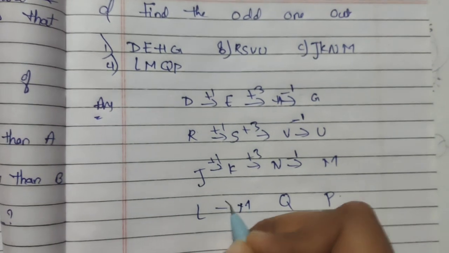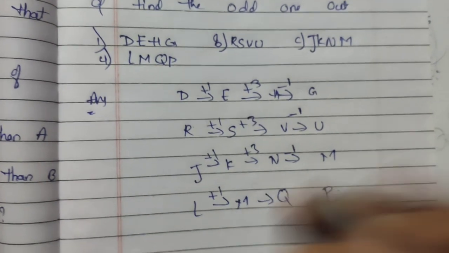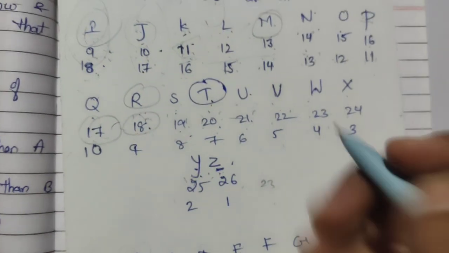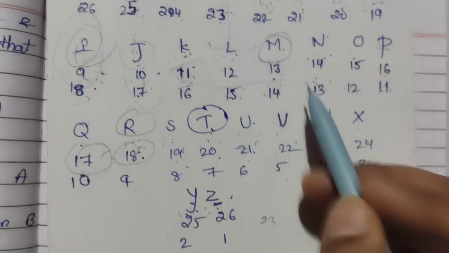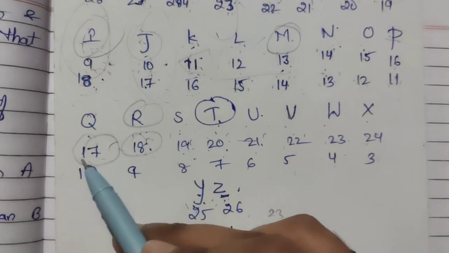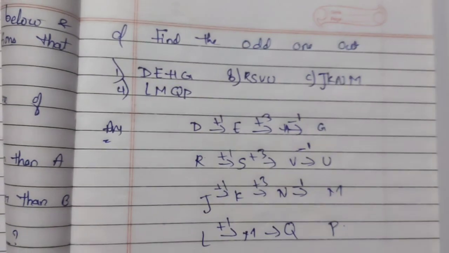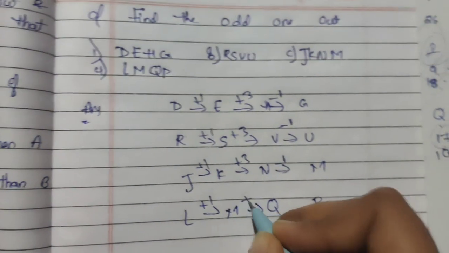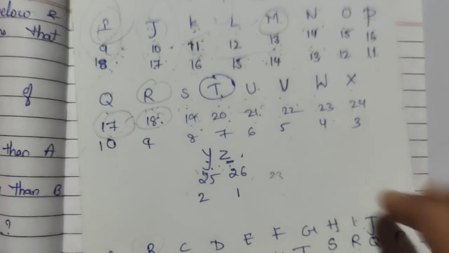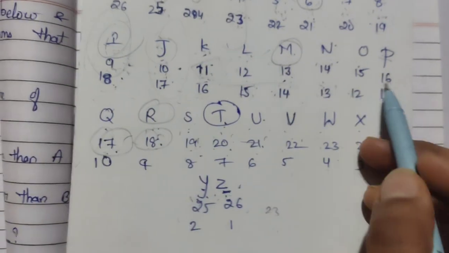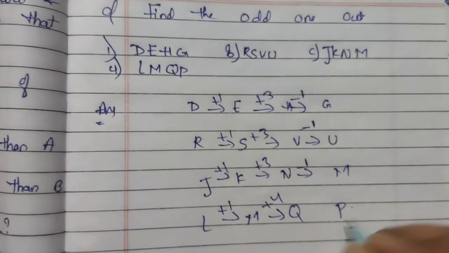Okay. Now L, M means here it is going plus 1. Here it is M and Q. M, 1, 2, 3, 4, it is plus 4 here. And Q and P: here it is Q and here it is P, which means it is minus 1.